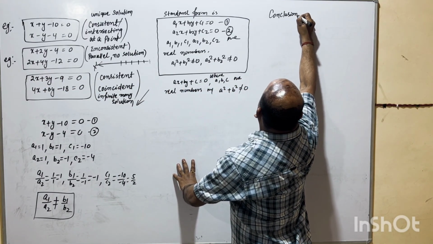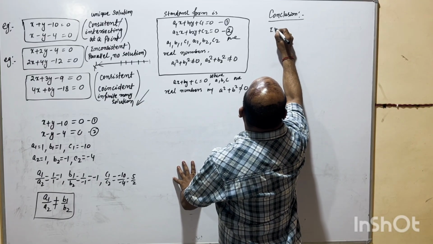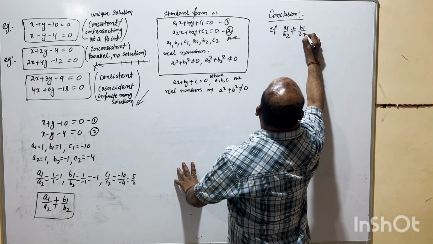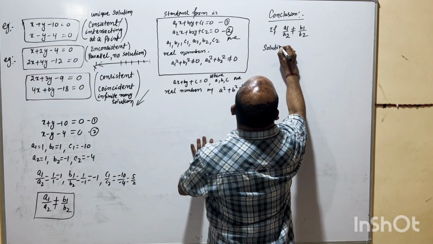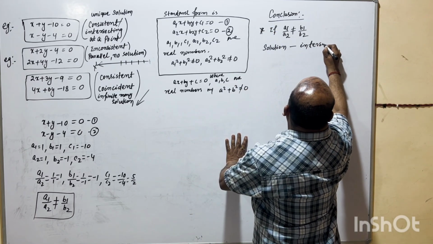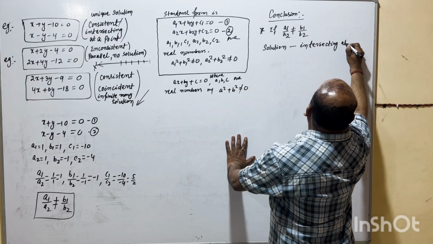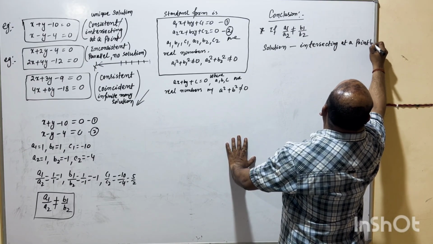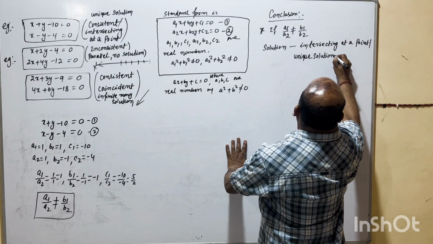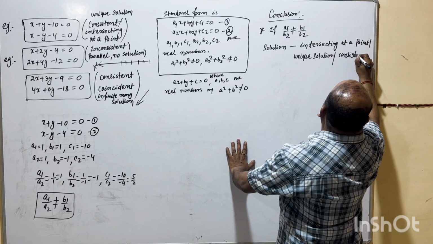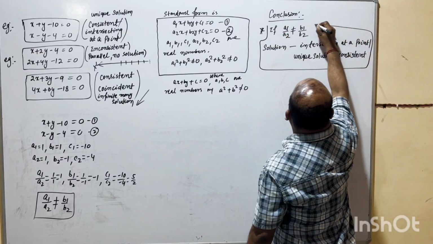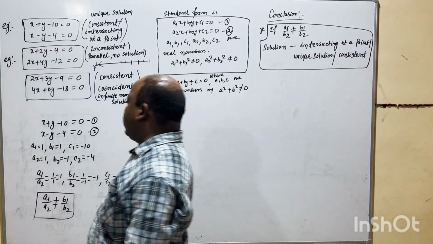The conclusion is, if a1 by a2 is not equal to b1 by b2, then the solution becomes what? Intersecting at a point, or you say a unique solution, or you say what? Consistent. क्या कह सकते हैं हमें? Consistent कह सकते हैं in this case, and already I proved it through the graphical method, right?